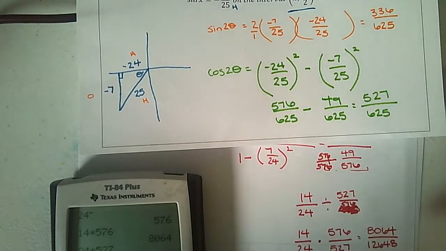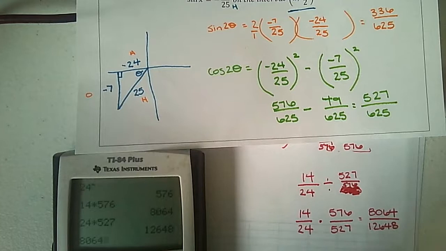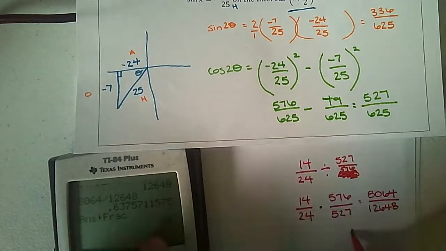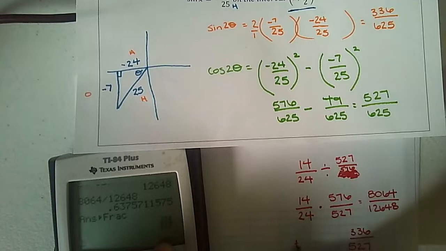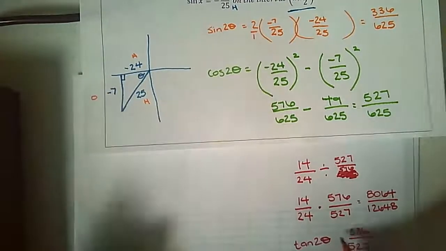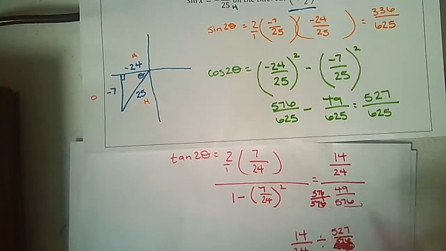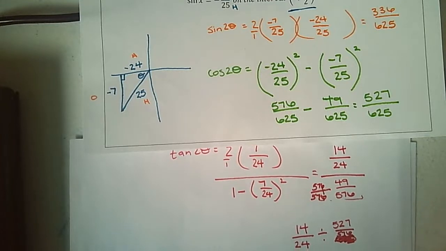And like I said, for homework, I'm okay with you guys leaving that. I'm going to reduce it right now because I want to show you something. So if I do 8,064 divided by 12,648 and get that to a simplified fraction, we get 336 over 527, okay, for our tangent. All right. That was kind of a complicated process, right? We had to square fractions, we had to get common denominators, we had to multiply by the reciprocal. It was kind of a pain in the biscuit, not gonna lie.